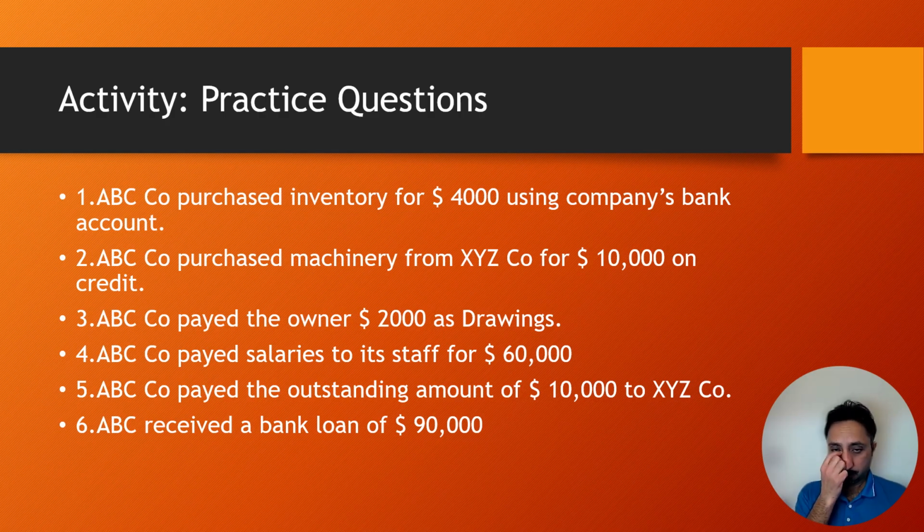ABC received a bank loan of 90,000. So when the loan is received, it goes into your bank. So the value of asset named bank increases. But at the same time, a liability arises. There is increase in liabilities. So it has to be credited. Liability account has to be credited.